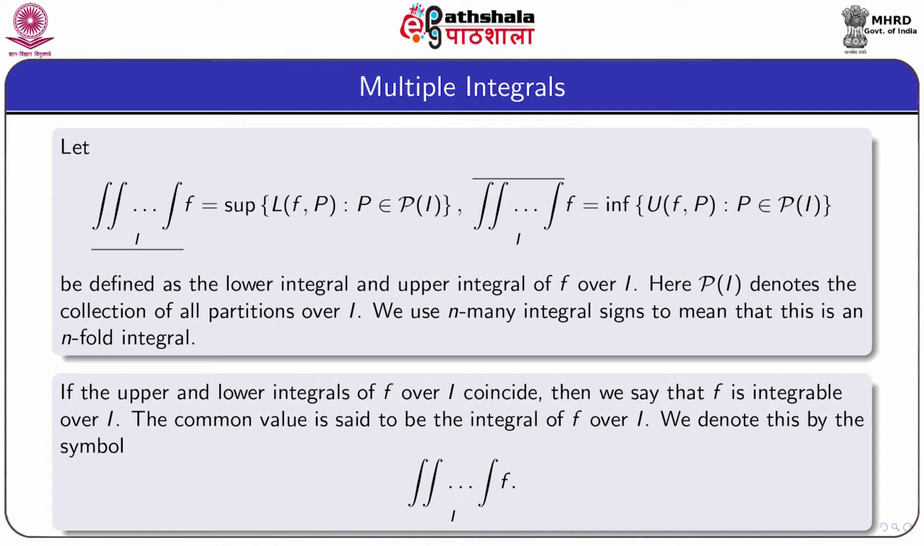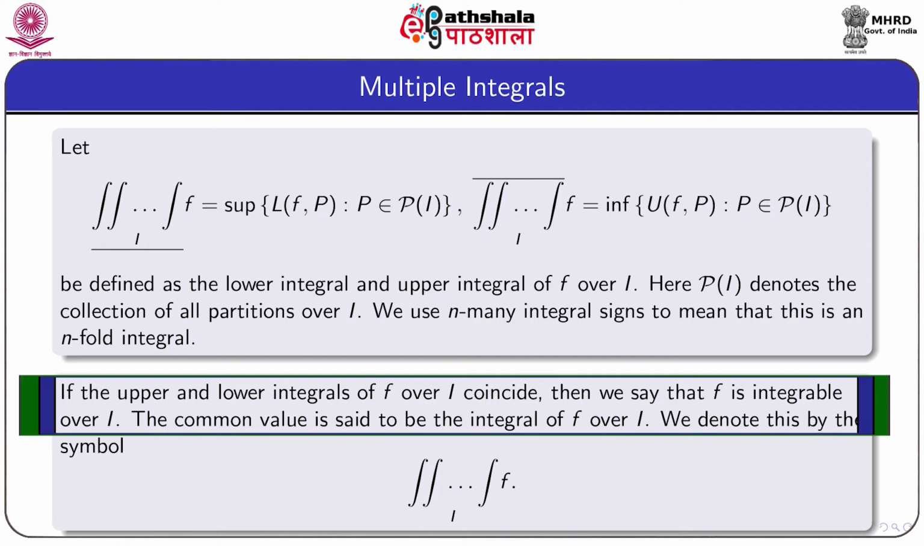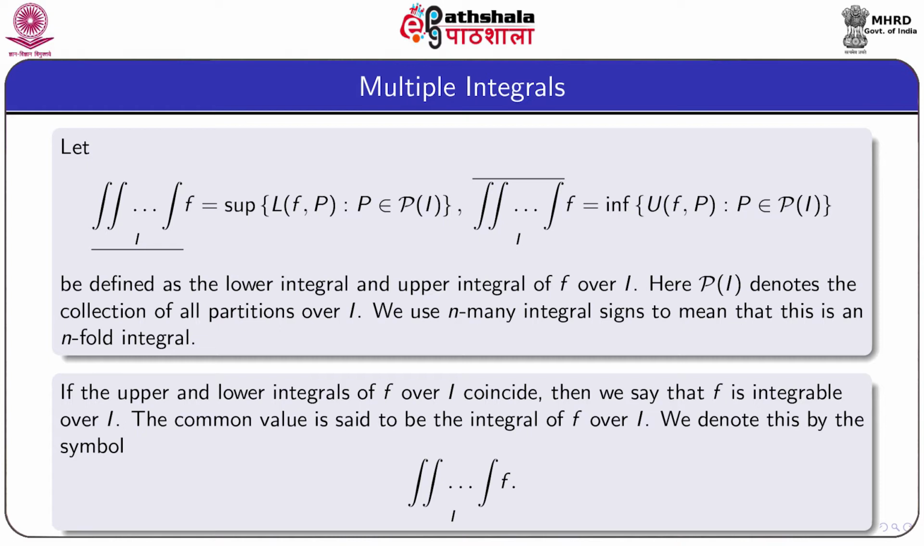We use n-many integral signs to mean that it is an n-fold integral. If the upper and lower integrals of f over I coincide, then we say that f is integrable over I. The common value is said to be the integral of f over I. We denote this by writing n-many integral signs over I and then f. We call it the n-fold integral of f over I.